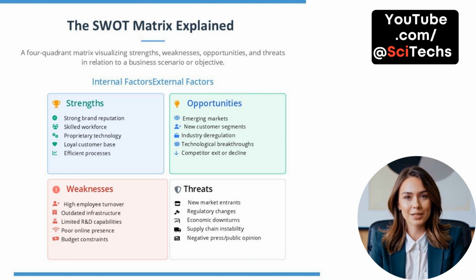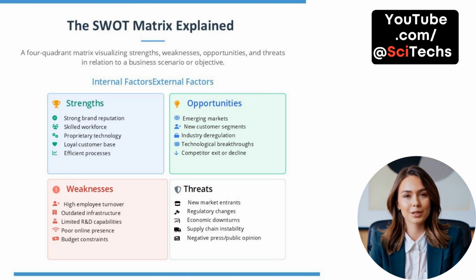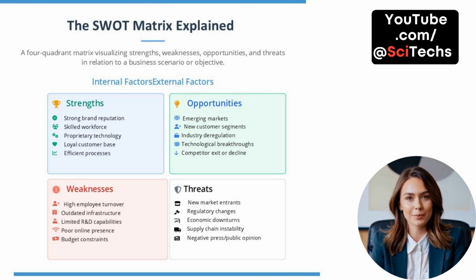The purpose of this matrix is to bring all these elements into a single, integrated view. For technical teams, this structure is especially valuable. It connects what you control internally with what's happening externally, enabling better strategic alignment. It also helps uncover linkages. For example, how a strength might be used to seize an opportunity or offset a threat. The matrix transforms raw observations into a roadmap for action.